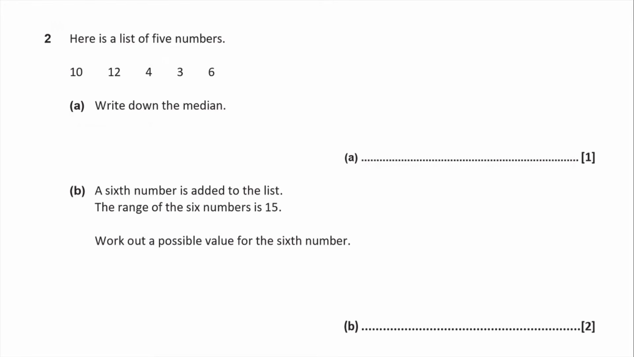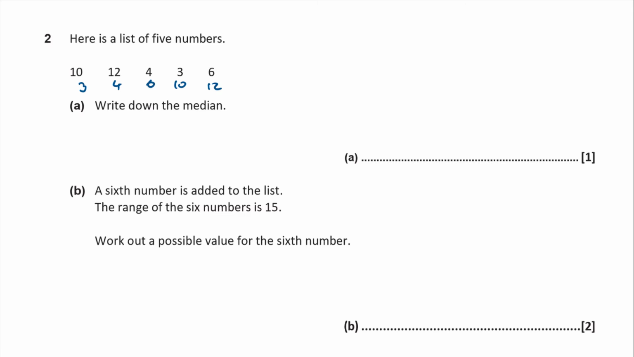Question 2, here's a list of 5 numbers, 10, 12, 4, 3 and 6. Write down the median. Well, the median is the middle one, but first we have to arrange them from smallest to biggest. So rewriting that list, I've got 3, 4, 6, 10, 12.